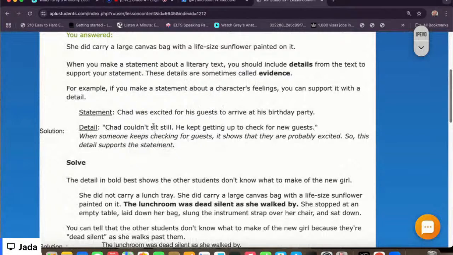Okay? So the statement: Chad was excited for his guests to arrive at his birthday. Now the detail can be that Chad couldn't sit still. He kept getting up to check for new guests. When someone keeps checking for guests, it shows that they are probably excited. So these details support the statement. All right, perfect.